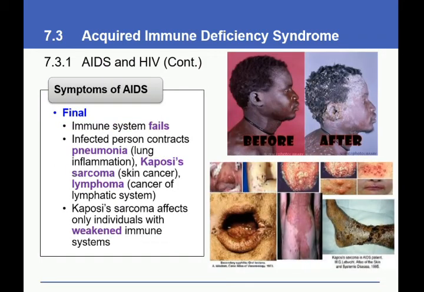The final symptoms or syndromes of AIDS will be caused by the total failure of the immune system. The affected person will contract pneumonia, which is lung inflammation, Kaposi sarcoma, skin cancer, and lymphoma, cancer of the lymphatic system. Kaposi sarcoma is never seen in normal people. It only affects individuals with a very compromised immune system. As you can see, Kaposi sarcoma are the ones you see on the bottom right.